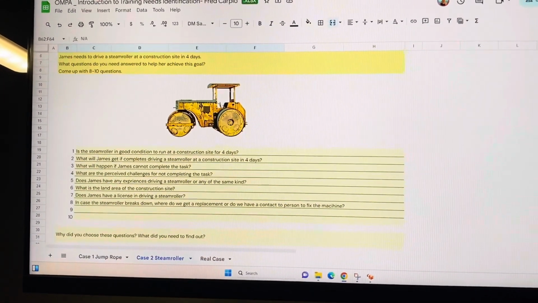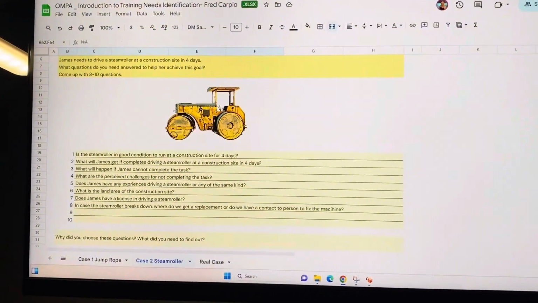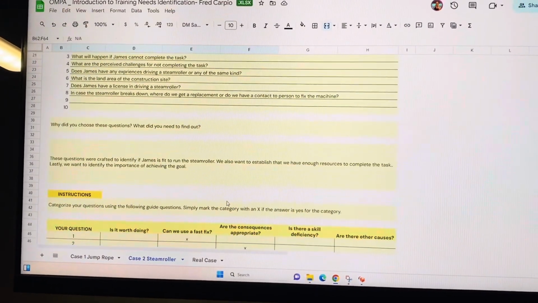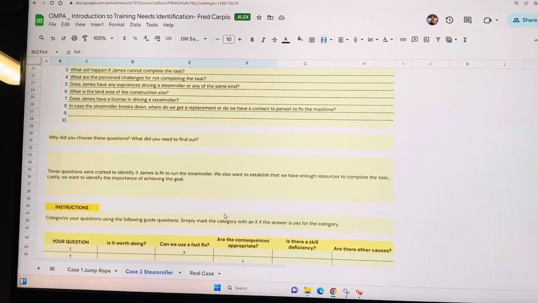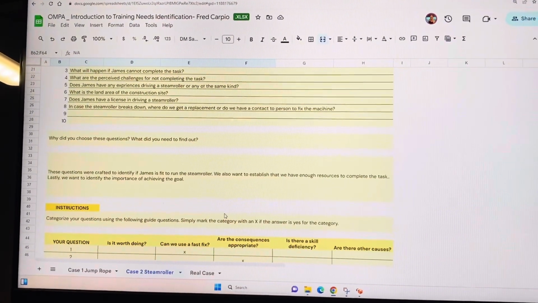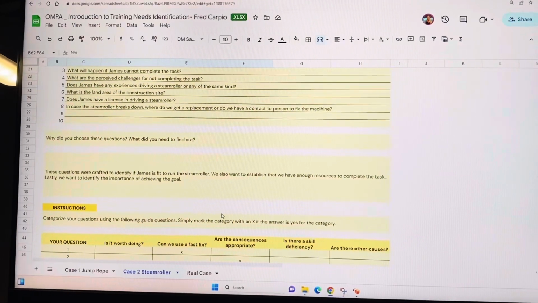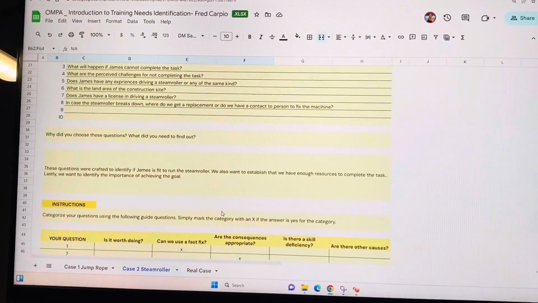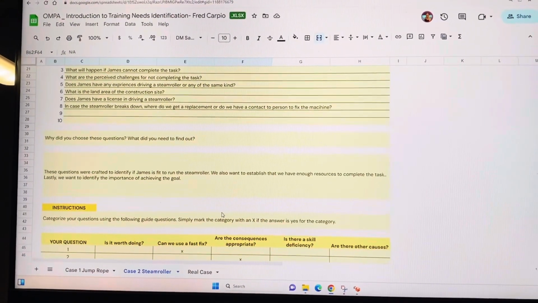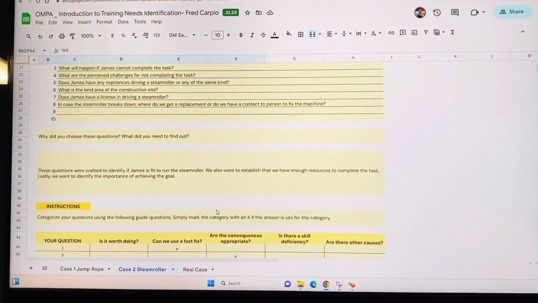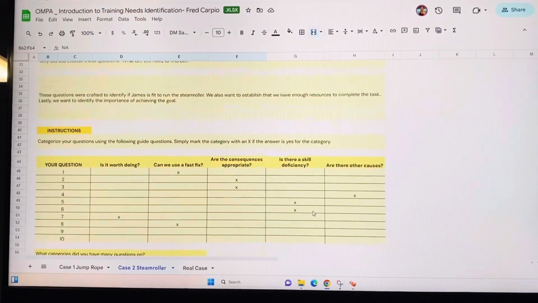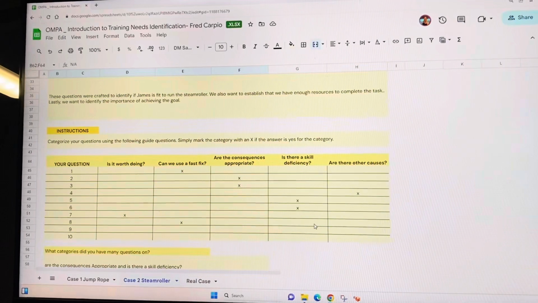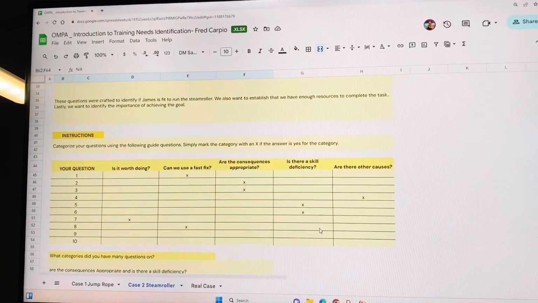Why did we choose these questions? What did you need to find out? So for case number 2, these questions were crafted to identify if James is fit to run the steamroller. We also want to establish that we have enough resources to complete the task. And lastly, we want to identify the importance of achieving the goal. Which leads us to our next instruction, which is to categorize each of the questions.